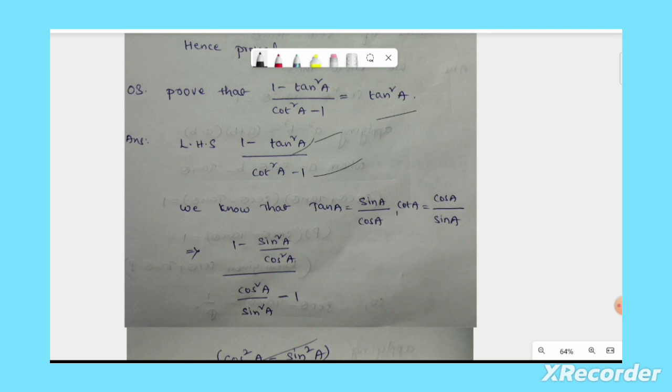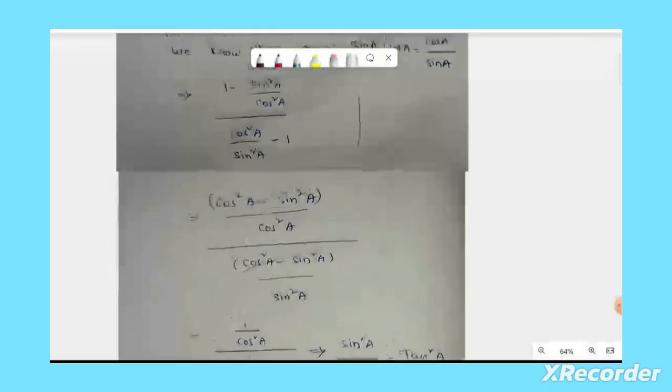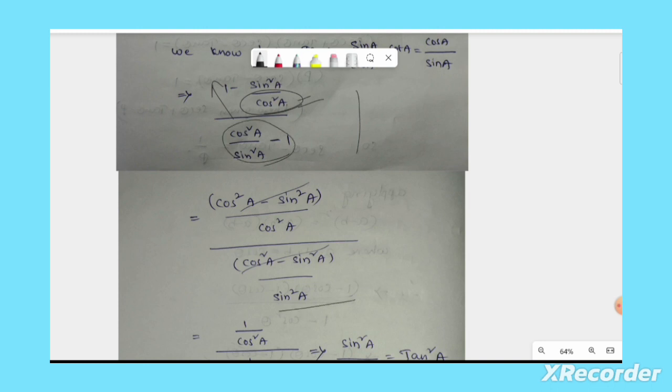Okay, so in place of tan square a I am just writing sin square a by cos square a. The same way, in place of cot square a, I am writing cos square a by sin square a, remaining 1 as is. If I go down, here if I take the LCM, it is cos square a into (cos square a minus sin square a), and the denominator will be as usual cos square a. The same way, if I take the LCM over here, we will have sin square a, and it will be cos square a minus sin square a.